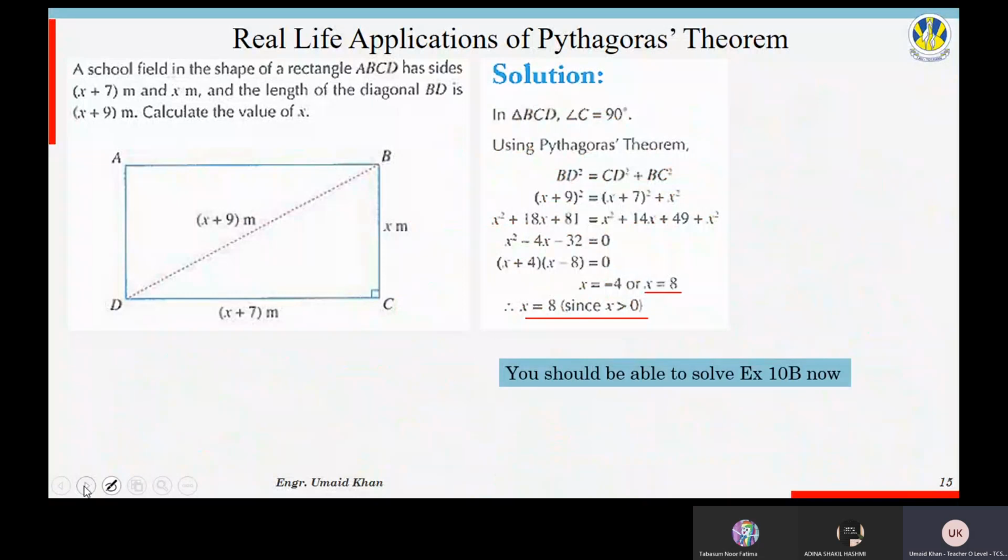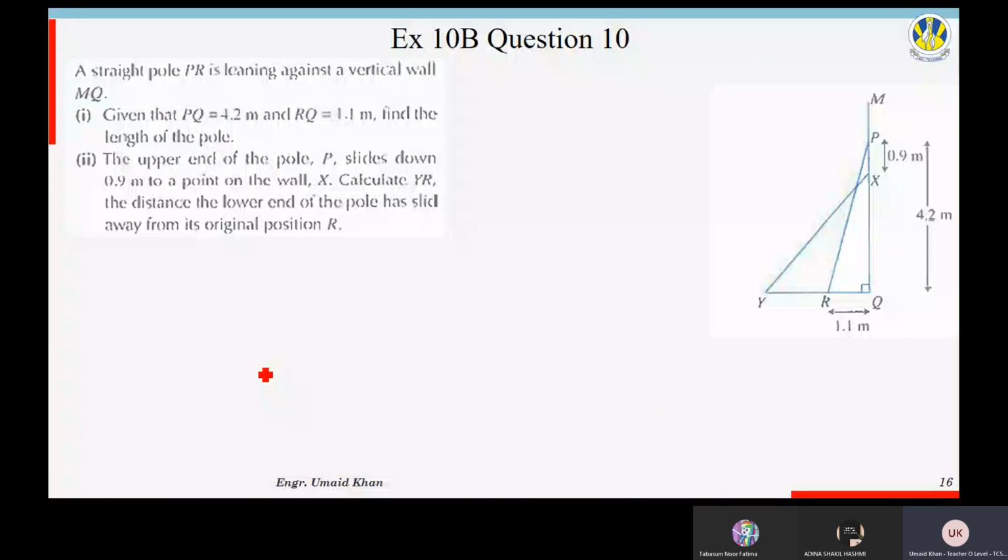So this is just one last question that we will discuss today, and then we'll finish off. This is the most important question. Okay, I want you to be very, very attentive. So in this particular example, I am given a straight pole PR leaning against a vertical wall. Okay, now think of it as a ladder or a pole. It's leaning against.